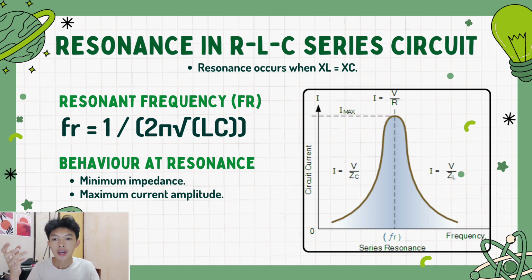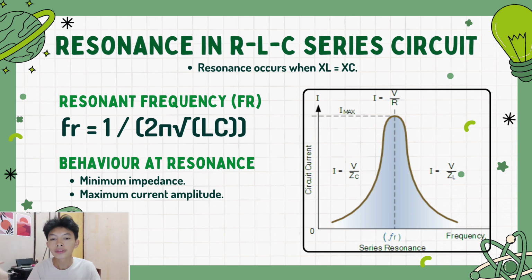Resonance happens when the inductive reactance, XL, and the capacitive reactance, XC, are equal. So it's like a perfect balance between the XL and the XC. The resonant frequency, or FR, is the frequency where the resonance happens. We can find it using the formula: FR equals 1 over 2 pi times the square root of LC.